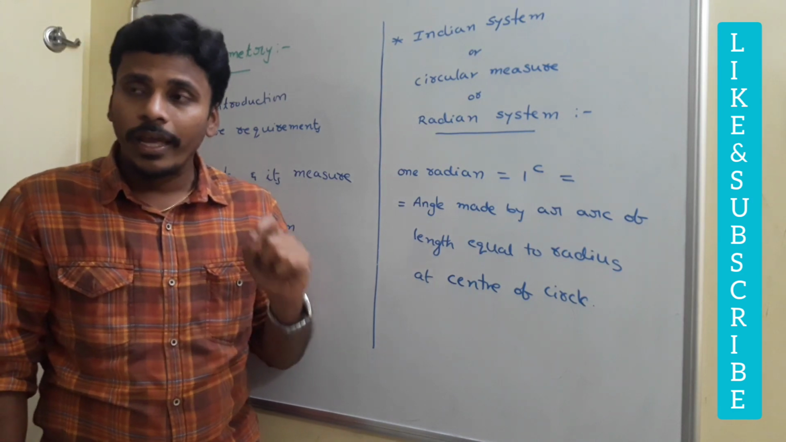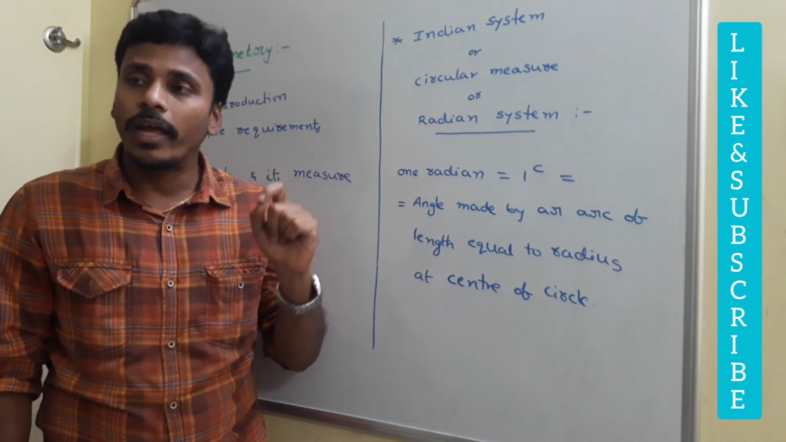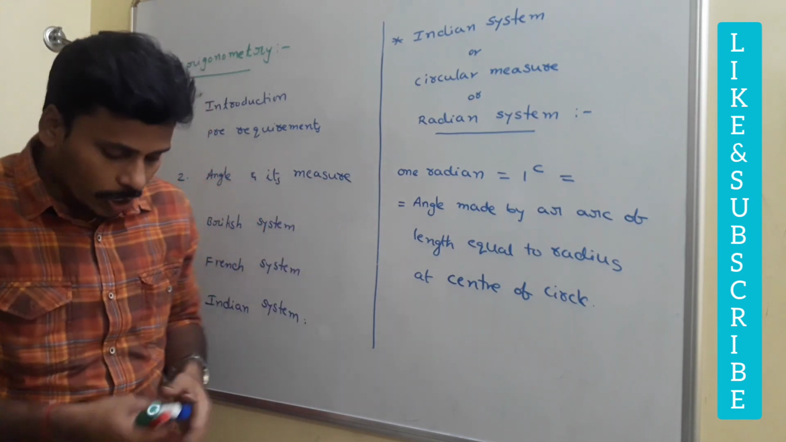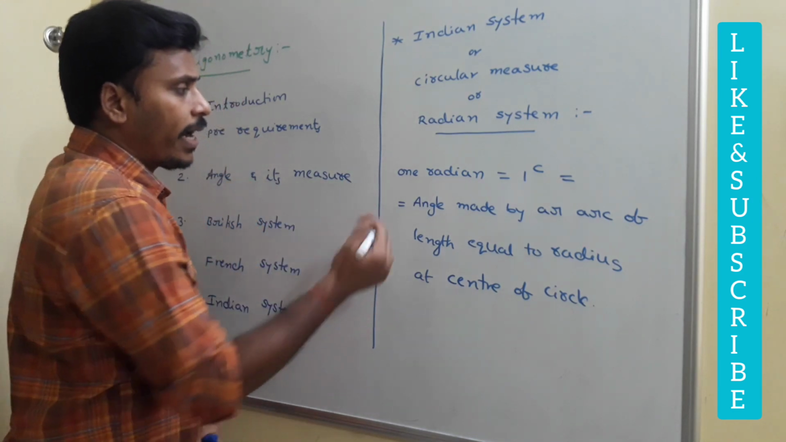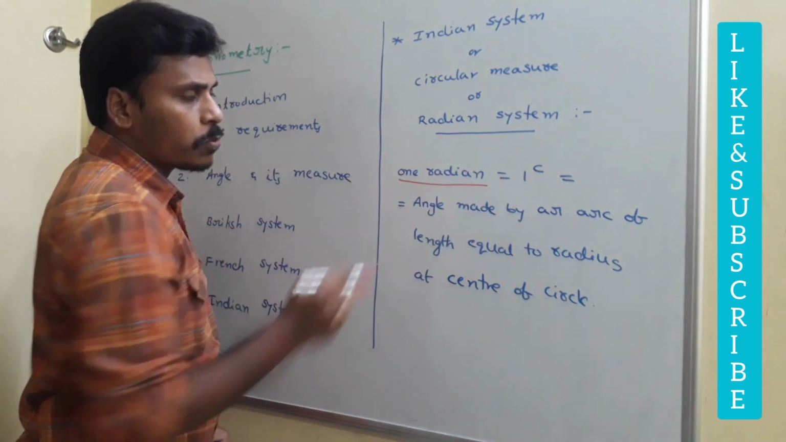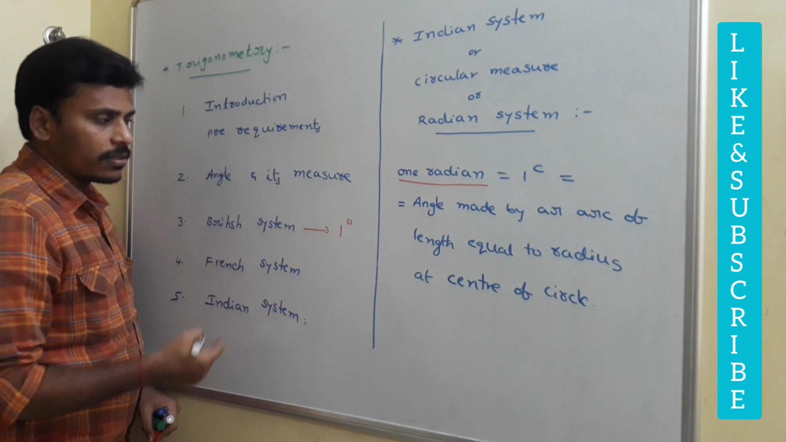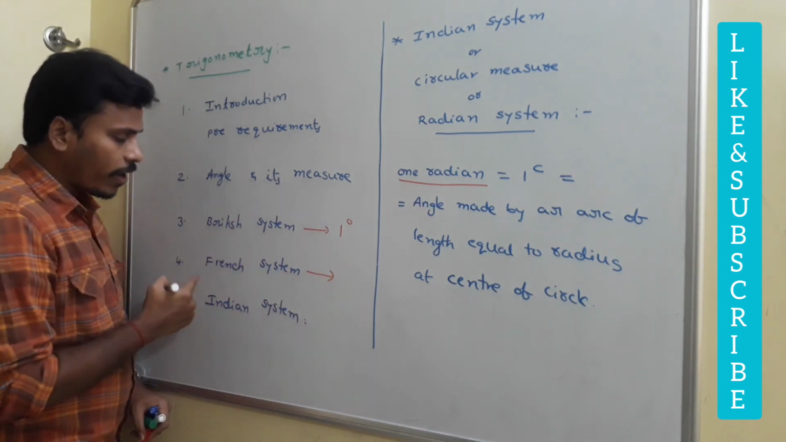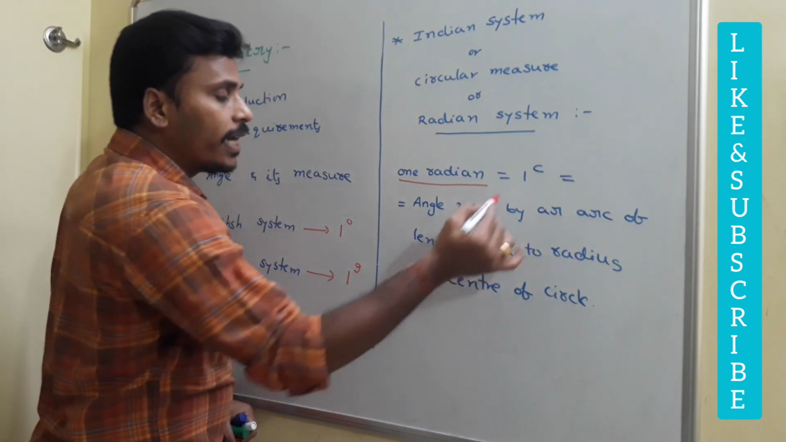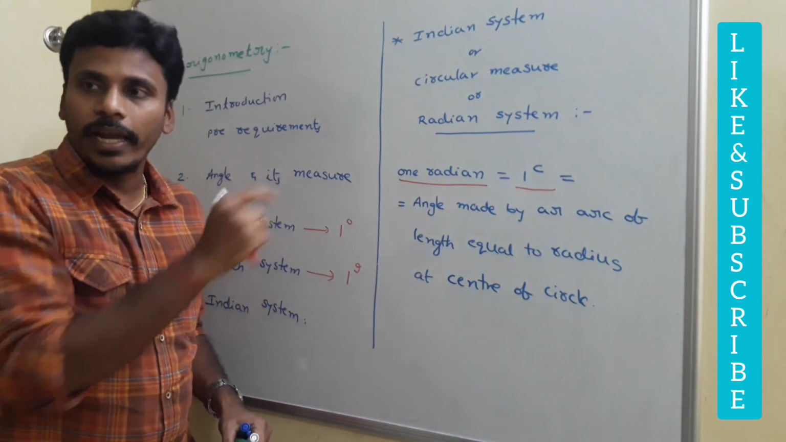So as I mentioned, in the Indian system, the unit for the angle is radians. So first of all, according to the Indian system, we need to define what is meant by 1 radian, right? Have a look at this. 1 radian is usually denoted by the notation 1 with a small c at the power. As I mentioned, in the British system, to mention 1 degree we use a small circle at the power, and in the French system, to represent 1 grade we use a small g at the power, whereas in the Indian system, to denote 1 radian we use a small c at the power, right?